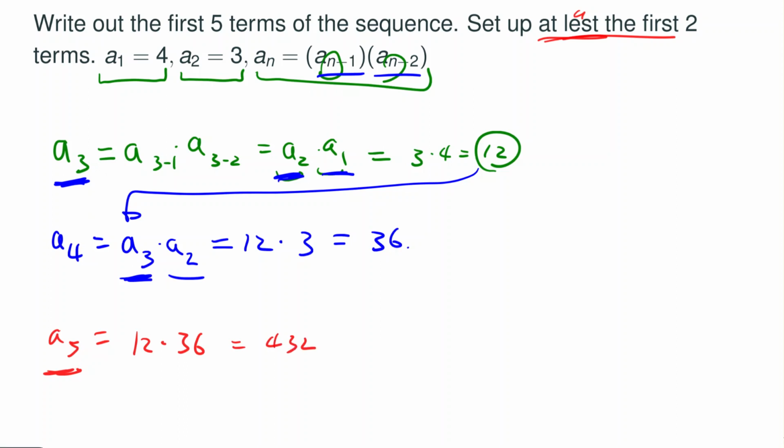So then you can see what the sixth term will be, right? They didn't ask for the sixth term, but the sixth term will be just the fifth term times the fourth term, which is this times this. So that's a recursive sequence. This is a recursive sequence because we have to rely on at least one prior term to define the current term.